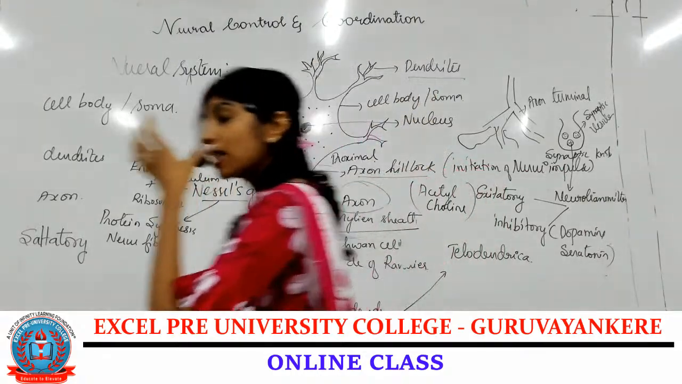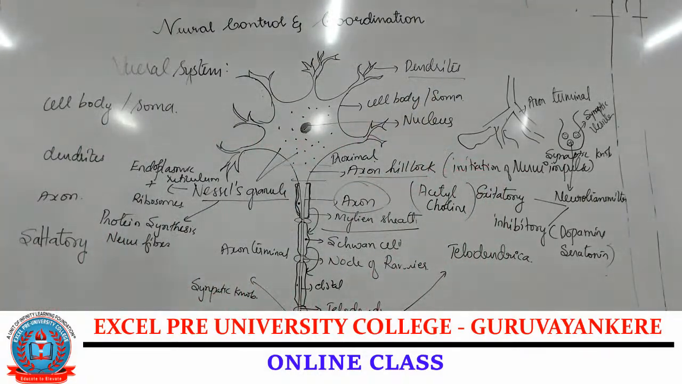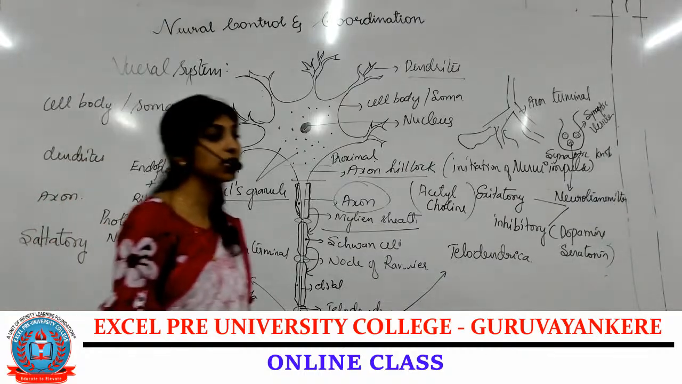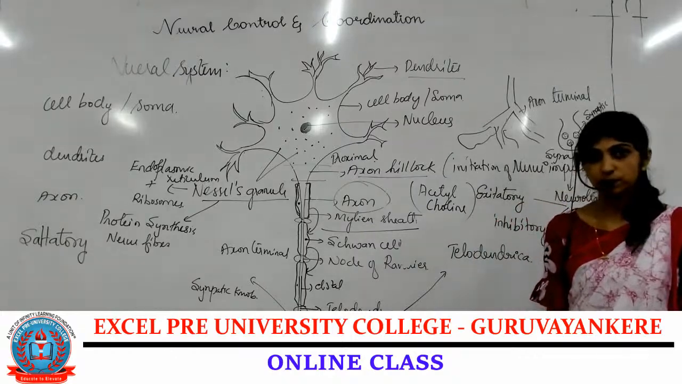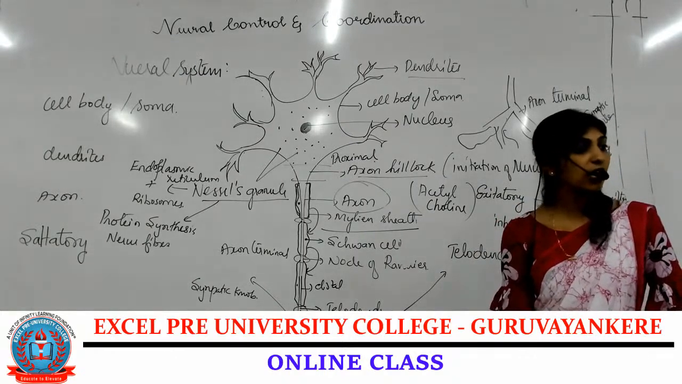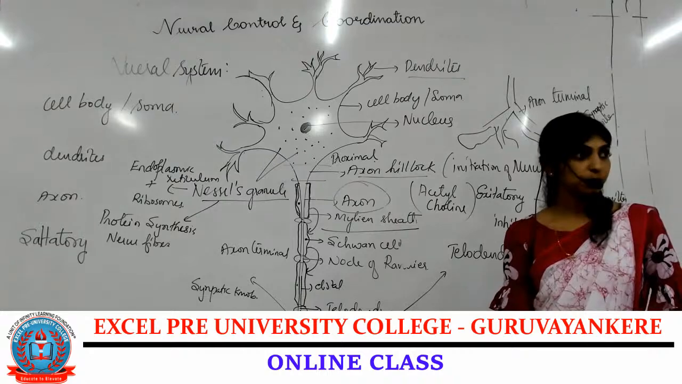Then tell me, what are unmyelinated neurons? Those which do not have myelin sheath, especially present in the somatic nervous system and autonomic nervous system. Clear?